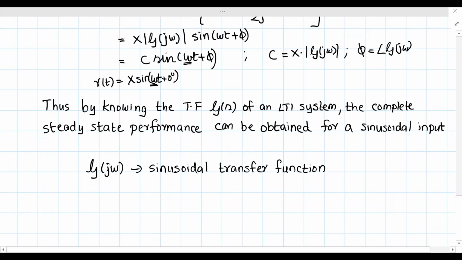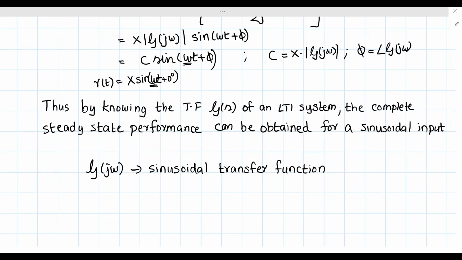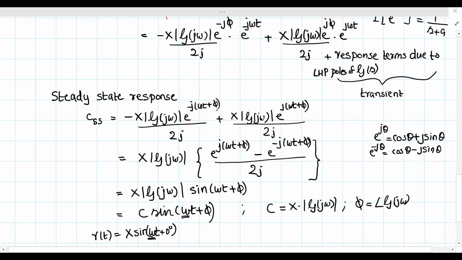How will you get the sinusoidal transfer function? Once you are given a transfer function, you simply replace s with j omega. So now you will get G(j omega). So now you can calculate what will be the magnitude and what will be the corresponding phase angle. Okay, and hence you can find what will be the frequency response.